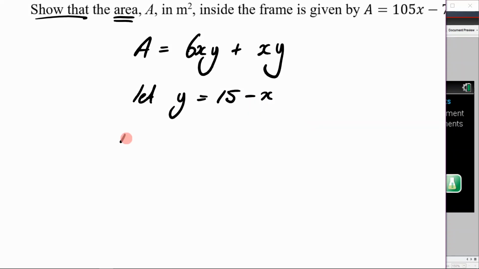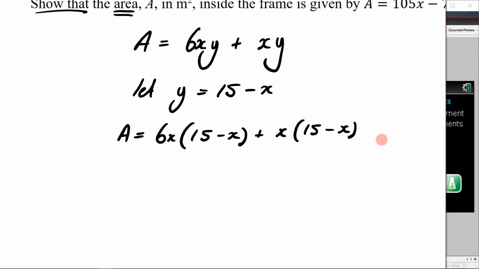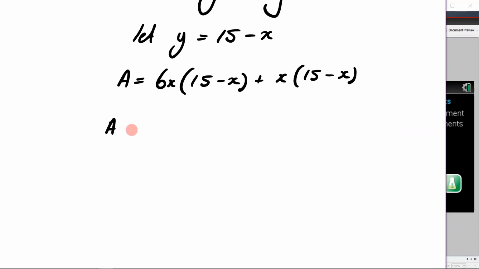I'm now going to rewrite this as A is equal to 6x, and then put 15 minus x here, plus x times 15 minus x. Then once I've done that, I'm going to get 6x times 15, which is going to be 90x, and then 6x times negative x, which is negative 6x squared, plus 15x minus x squared.